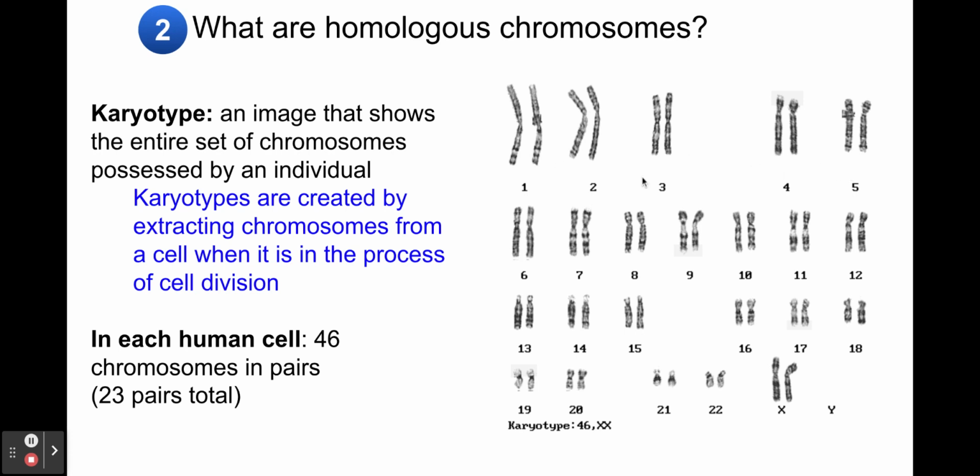And what you might notice is that they're organized by size. Chromosome pair number 1 is the largest, down to pair 22, which is the smallest. And then we have a funky pair over here. This final pair, the 23rd pair, these are your sex chromosomes.